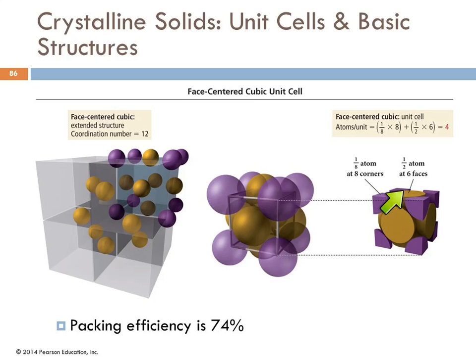But here we have 6 faces with half of an atom. So that gives us 3 atoms. And 1/8 of an atom at each of the 8 corners. So that gives us 1. So we've got a total of 4 atoms within the unit cell. And this has the highest packing efficiency.